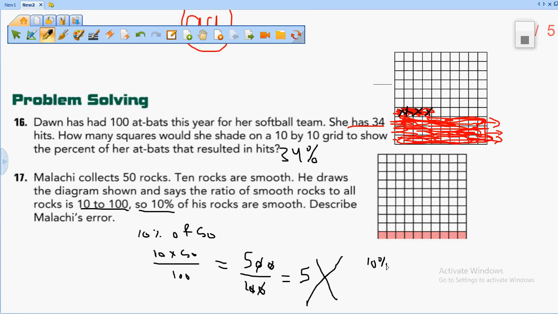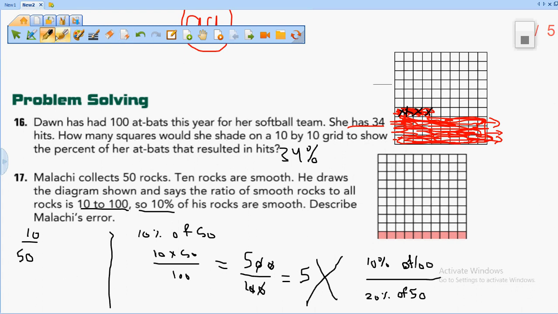10% of 100 or 20% of 50. We can put 10% of 100, it's 10, or 20% of 50, it's 10. Or you can say 10 over 50.